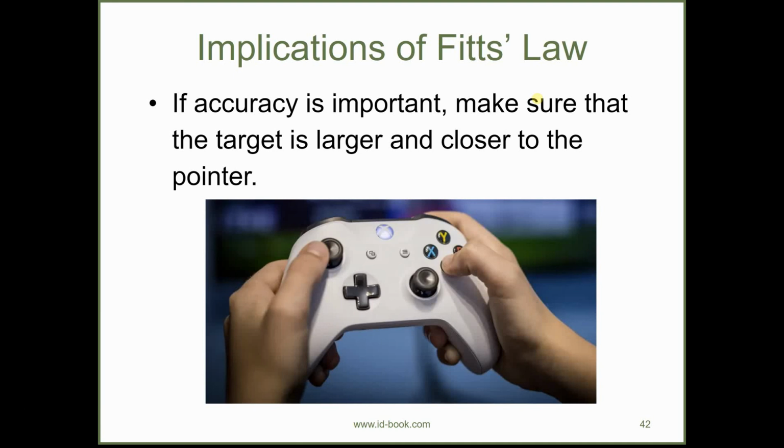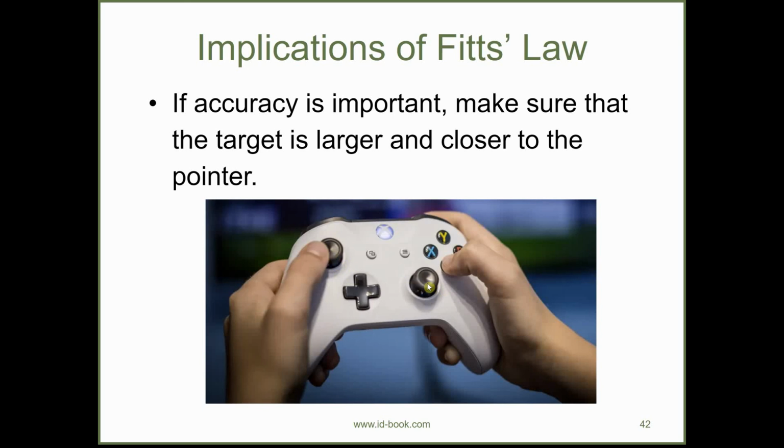So if accuracy is important, we have to make sure that the target is larger and closer to the pointer. So in this particular case, this is the controller. Over here you can see that these two buttons are really big, and they have been positioned really close to the thumbs. As soon as the person holds this particular controller, they will be able to reach these two buttons really easily because they're the most important buttons. So that's why they were placed here.